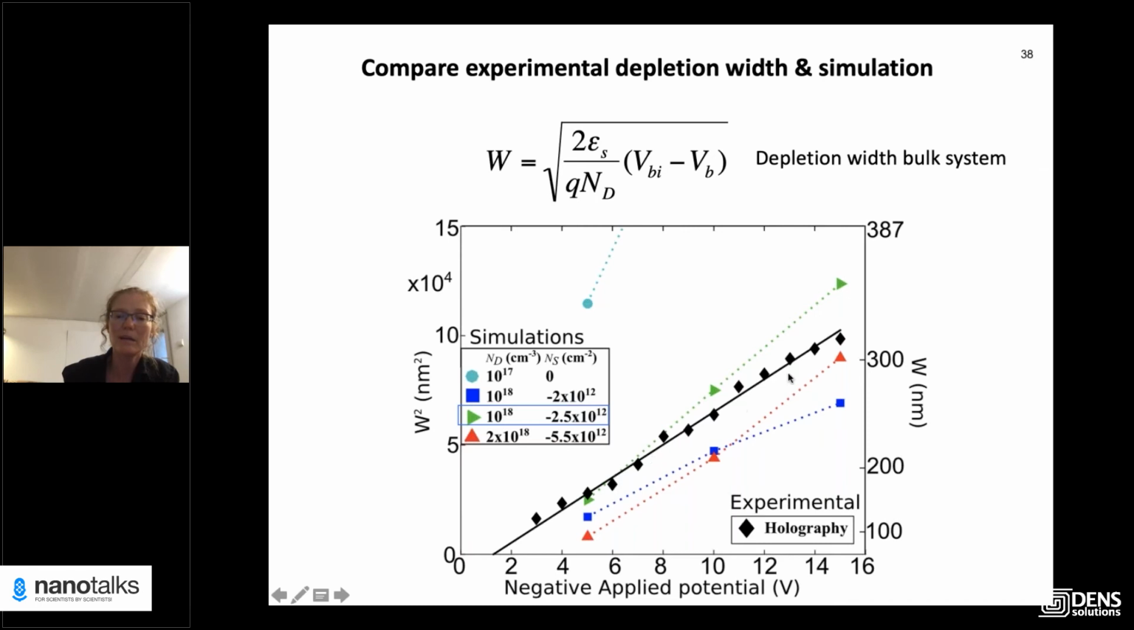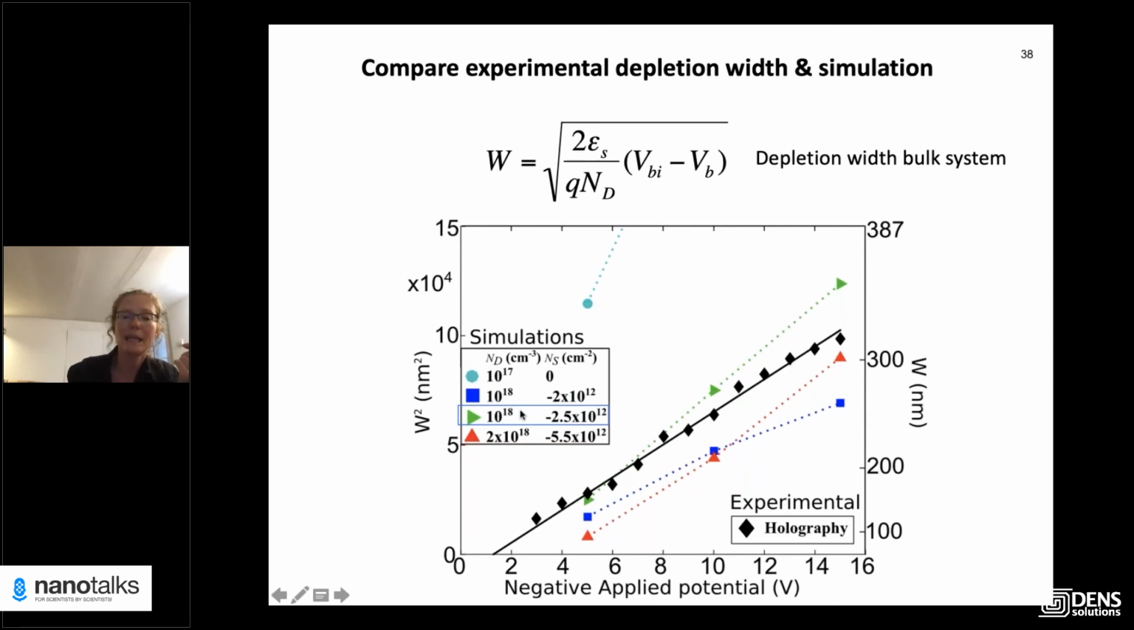These black symbols are the experimental data obtained from the holography experiment, and they are fitted by this equation that expresses the depletion width in a bulk system. So you can see that in a nanowire, in fact, the extension of the depletion length behaves like a bulk system. These green symbols, the colored symbols, are different sets of simulations with different doping and surface charge. They resemble the experimental results relatively well.